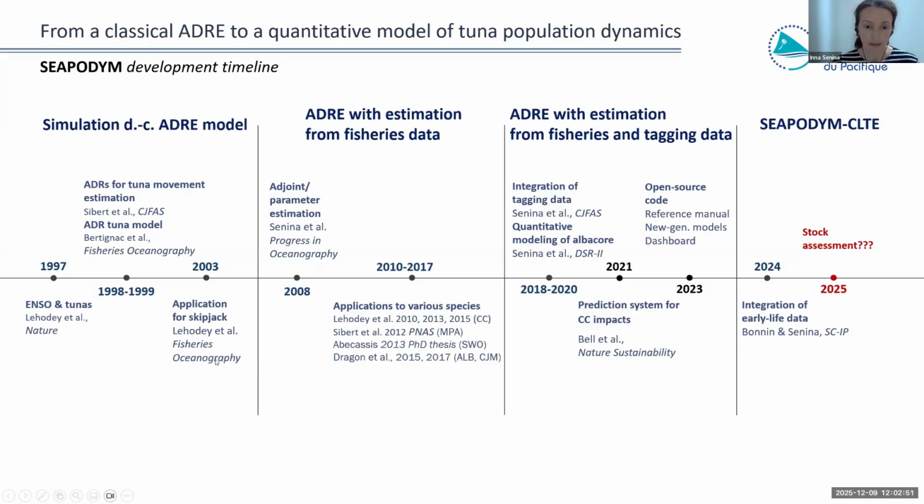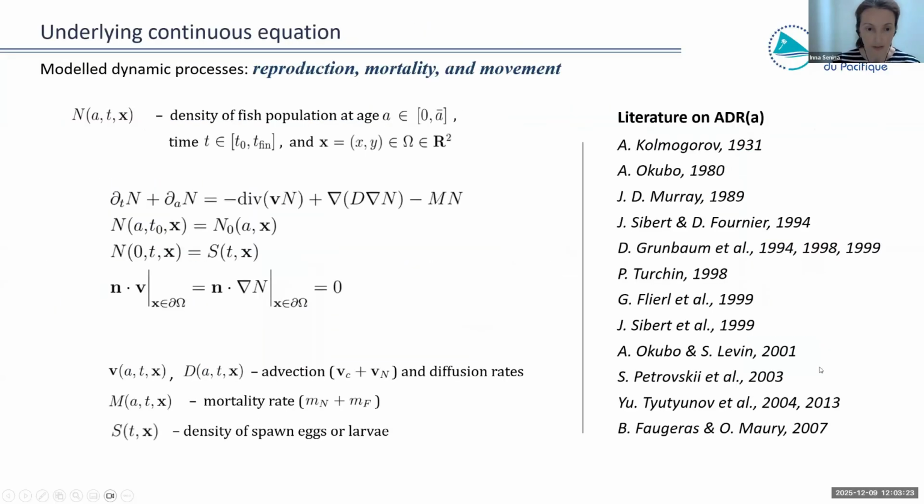So just as different phases of development: started from the simulation advection diffusion reaction model, then adding the fisheries data to be able to estimate model parameters, then adding fisheries tagging data in addition to the fisheries data, and now we are having the full likelihood, including the catch lengths, tags, and early life data in CPDIM, and posing the question whether CPDIM can be used as the next stock assessment model. So I structured today's presentation around this question.